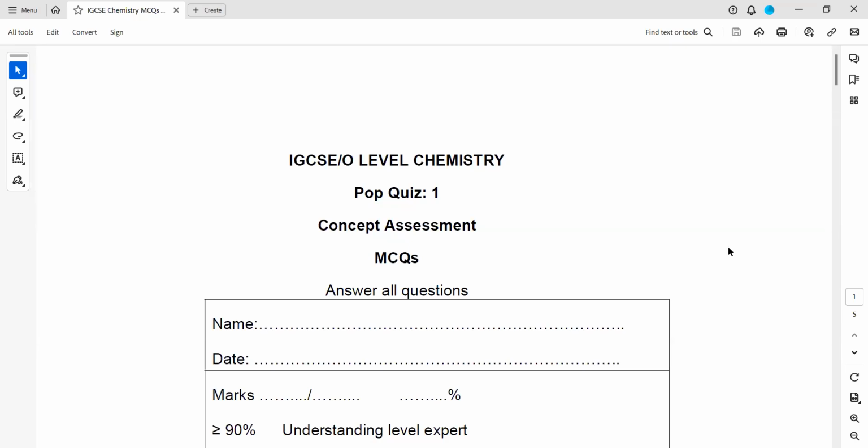So this was a pop quiz, the one which was related to MCQs from different topics. Now weekly you will solve a pop quiz which is having MCQs only, and the second pop quiz of the week will have structure questions.